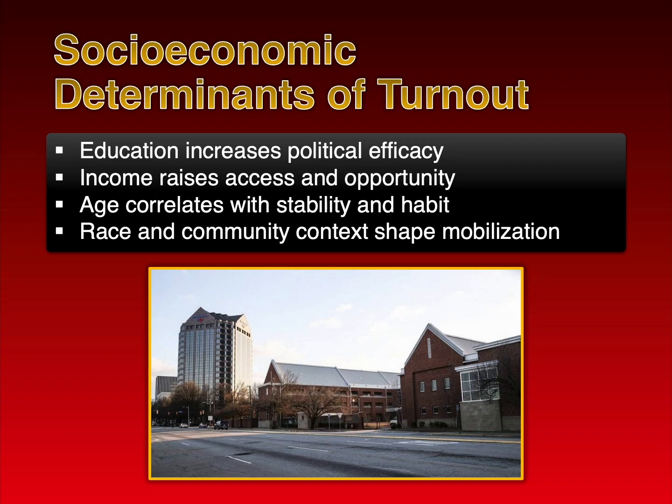Race, ethnicity, and community institutions mediate these effects through mobilization networks and, of course, historical barriers to participation. We've talked about that a lot during the civil rights unit. The result is this kind of participatory inequality in elections. Those with the most socioeconomic advantage, the richest, the most educated, the oldest, tend to exert a disproportionate influence over policy outcomes just because they vote more.